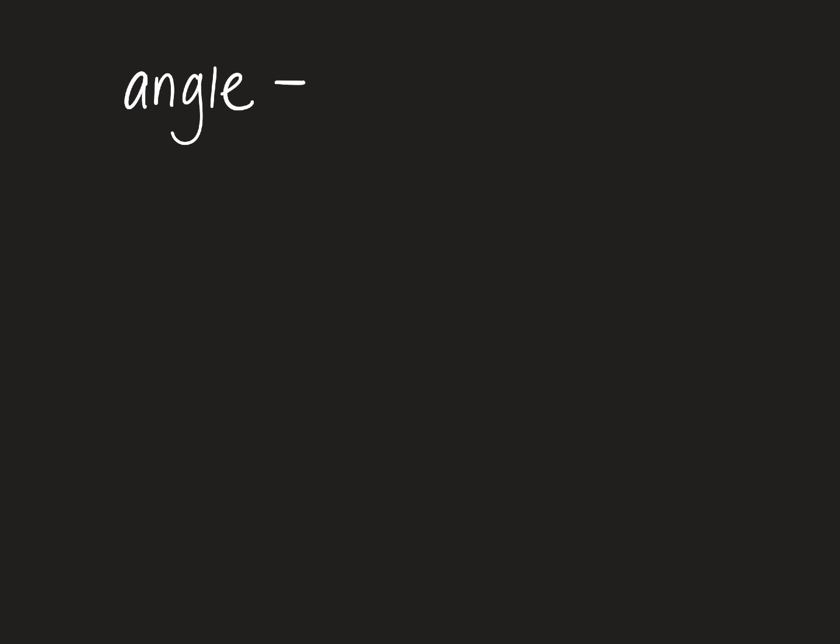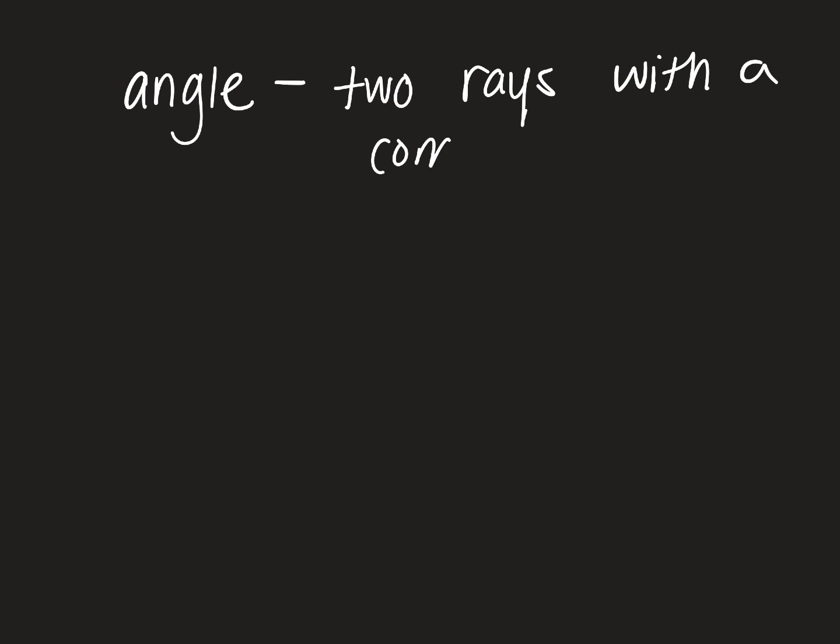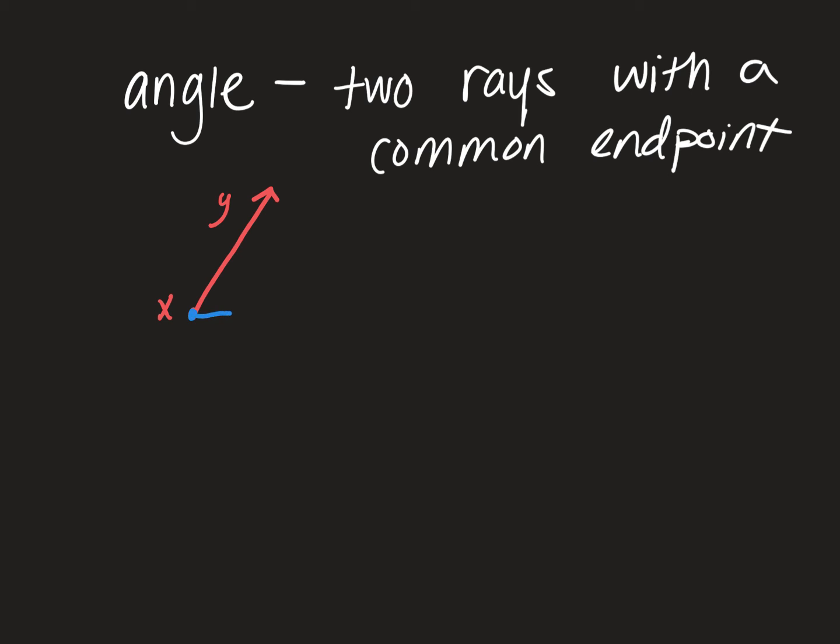All right, so we're moving on to angle. It is the union of two distinct rays, so combining two rays together with a common endpoint. So again, let's say we have XY, and we also have XZ.